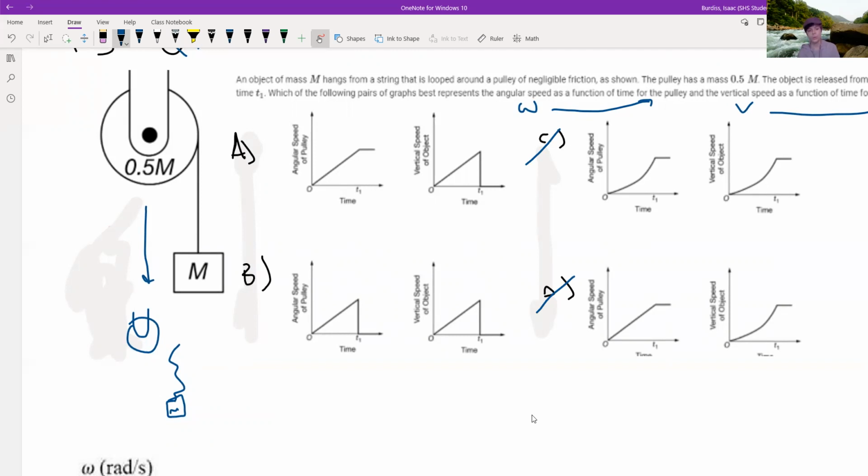So what about, is it A or B? Well, we know that's what it's going to be like for the object. What about for the pulley? The pulley is moving, but when the block falls off of it, that doesn't make it stop moving. It keeps going. So it's A, because it doesn't stop moving.